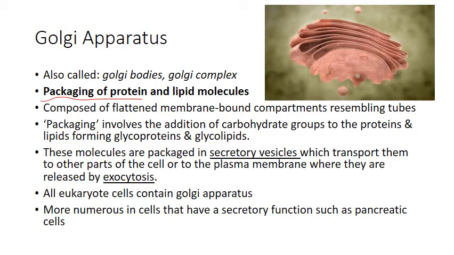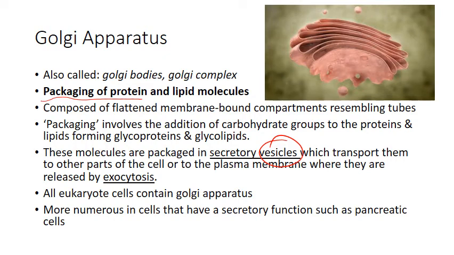So it's flattened, kind of like a stack of pancakes being stacked on top of each other, and they kind of resemble little tubes. What happens in this packaging is that they add carbohydrates to the proteins and the lipids, and then they form glycoproteins or glycolipids. And then these molecules are packaged up into vesicles. So we discussed vesicles before and their ability to contain water. So these vesicles can also contain other substances.